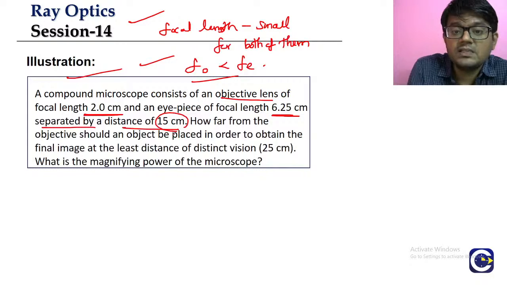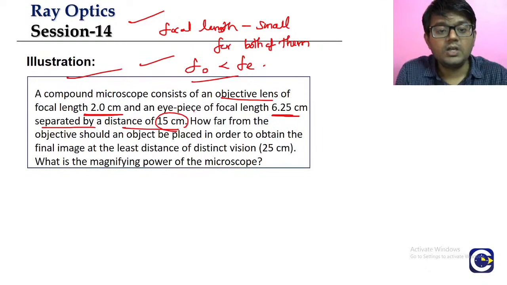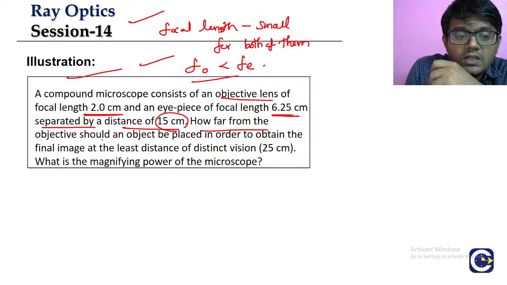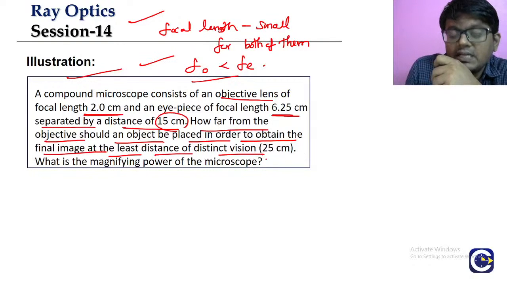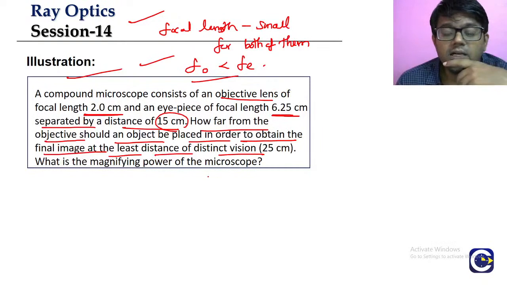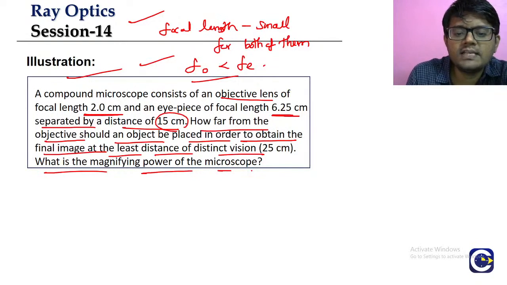What does this mean? This is the length L, right? This is the length of the microscope. When they say that the two are separated by 15 centimeter, that is the length of the microscope. How far from the objective should an object be placed in order to obtain the final image at least distance of distinct vision? The near point can also be called what? The least distance of distinct vision. So basically this is the compound microscope. Final image has to be formed at the near point. And in this they are also asking what is the magnifying power.